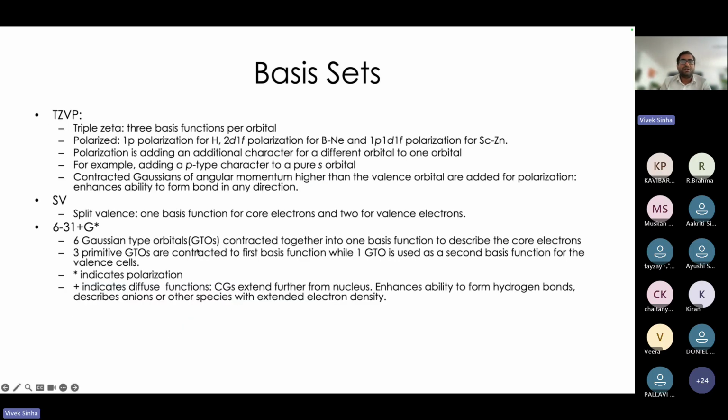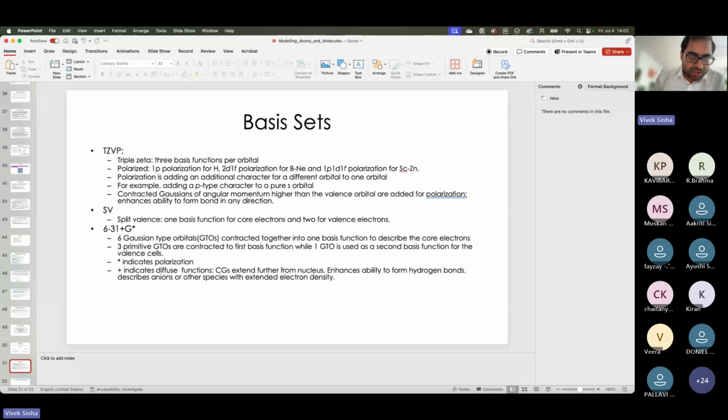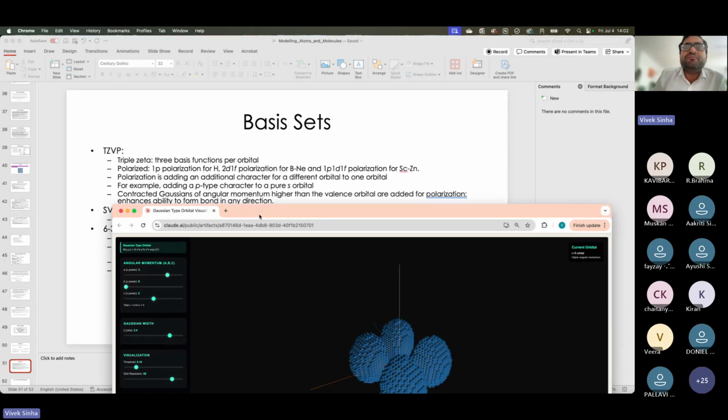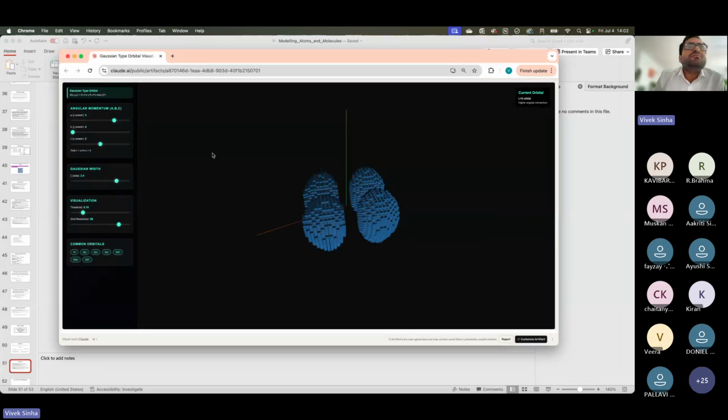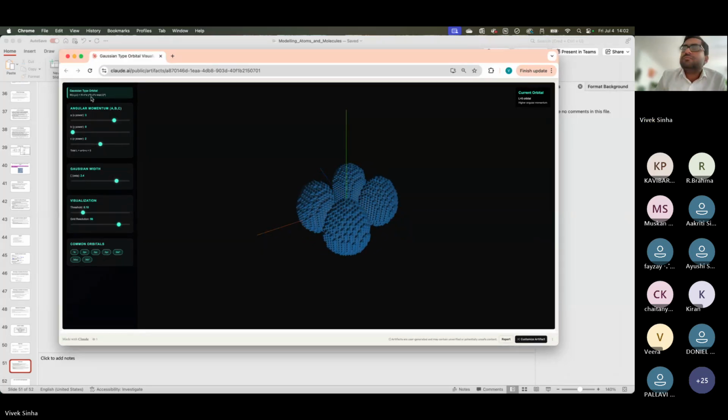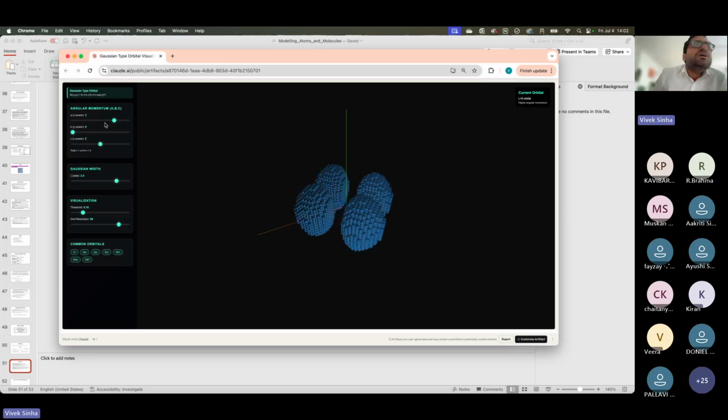Now, instead of giving you all the lectures, let me give you a cool visualization of the basis set of essentially a GTO, a Gaussian type orbital. Can everyone see my screen? Yes, sir. Okay, perfect. I hope people have not slept off.